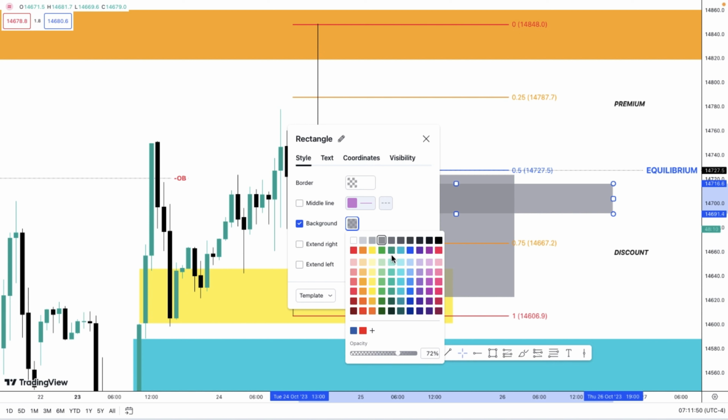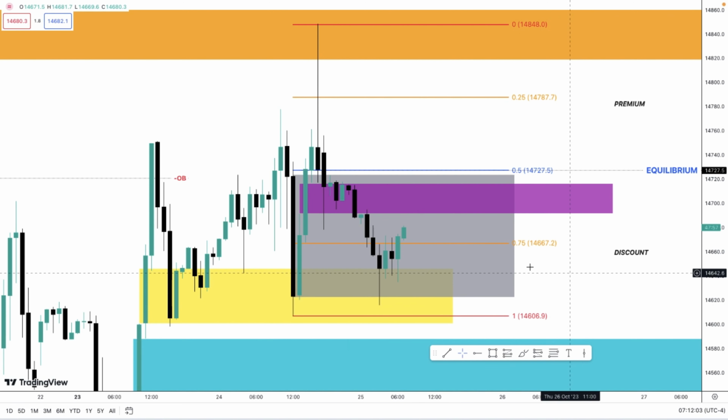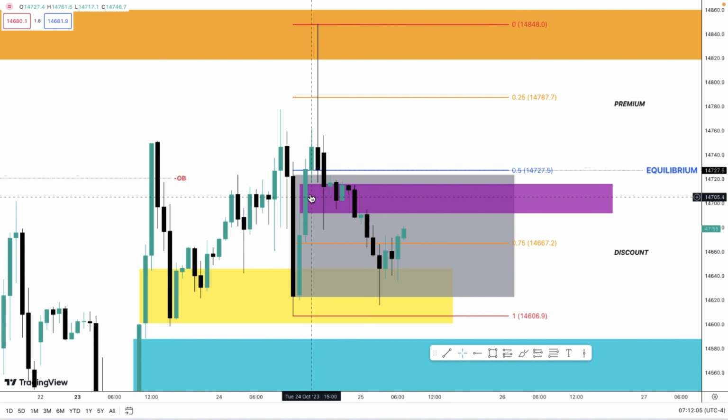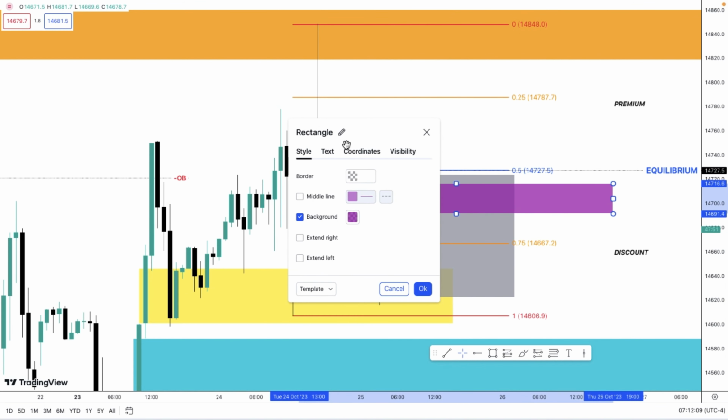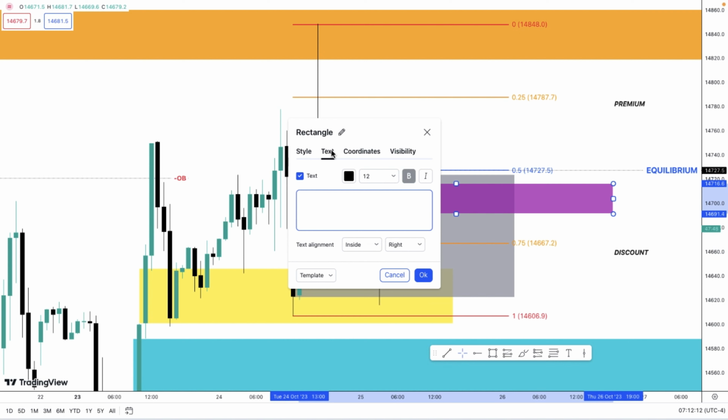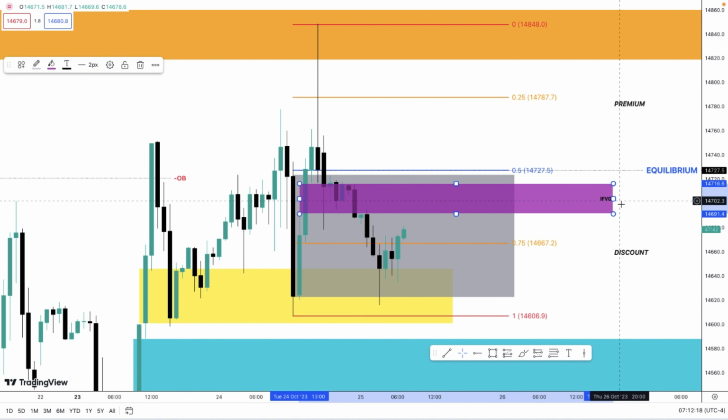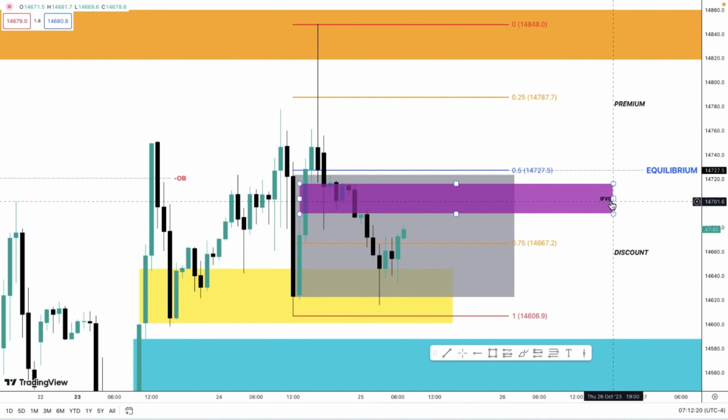So in retail, we have inverse head and shoulders, then we have head and shoulders. So this is inverse. I don't know how to explain it better than that. So we have a fair value gap and we have an inverse fair value gap. So I'm going to mark this as inversion fair value gap. So this is our inversion fair value gap.